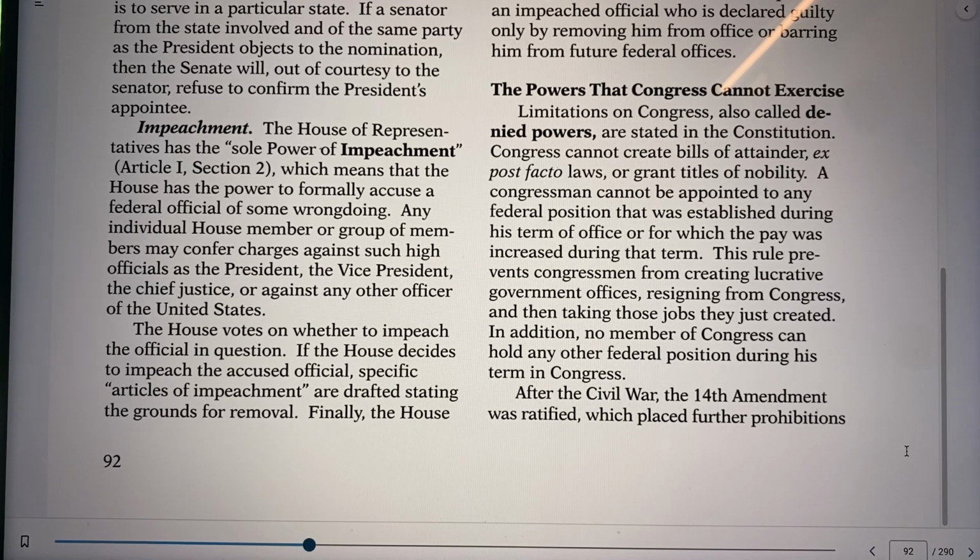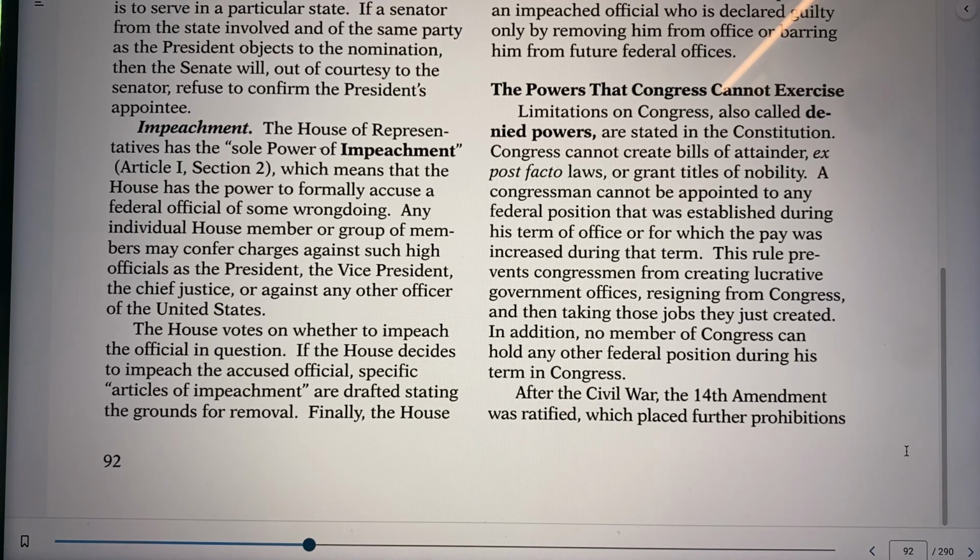So the law was already granted, that was granted after they had already had their position. So that's what it's saying. This prevents Congress from creating lucrative government offices, so a person resigning from Congress can't then take those jobs that he created in Congress. Those jobs were created, then he can go back and run those jobs himself, like he created those jobs for himself.